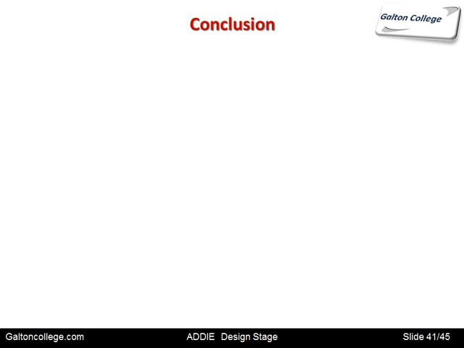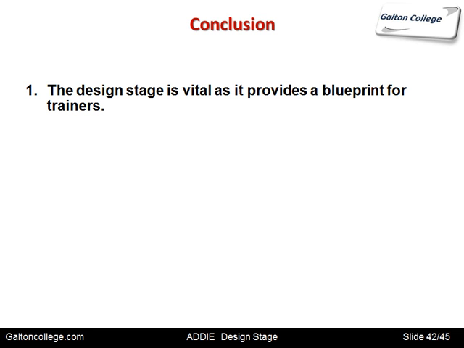Now let's conclude. Well, the design stage is vital as it provides a blueprint for trainers. Without the design stage, the courses would be random. They would be haphazard. They would just be not thought out, not clear, and with no particular structure. The learning outcomes would not be specified. The objectives of the whole exercise would not be specified. It's difficult to know the purpose of such an activity.